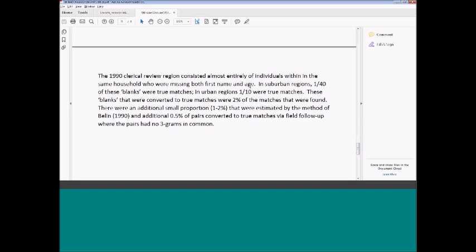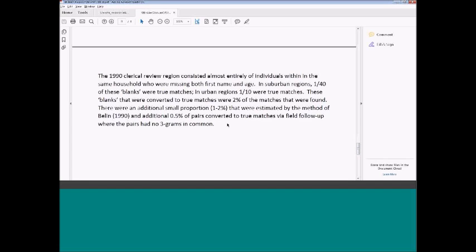So by doing the follow-up, that was 2% of the matches that we had to find. And that tells you a little bit about the quality of our test decks. We had people who could go and do that, and we had adjudication and everything. There was an additional small proportion, 1 to 2%, that had to be estimated by a method of Tom Belin. He's a former student of Don Rubin's.